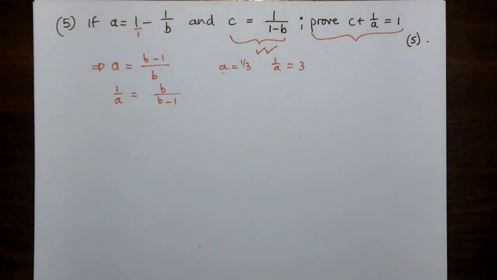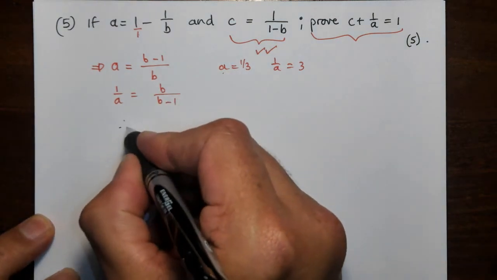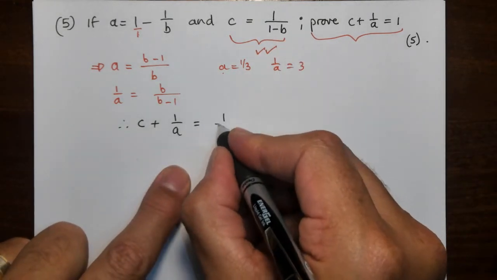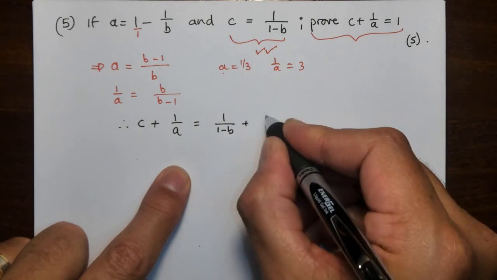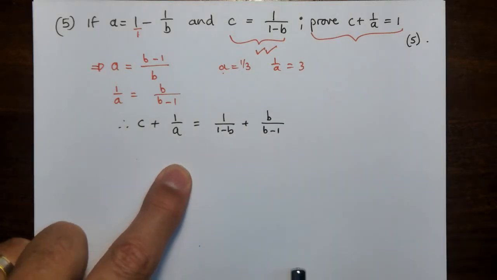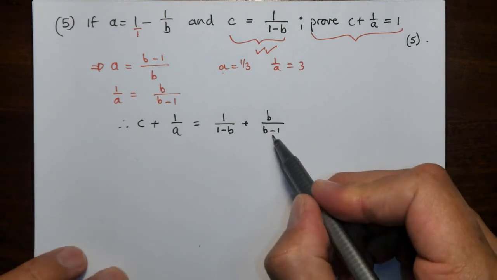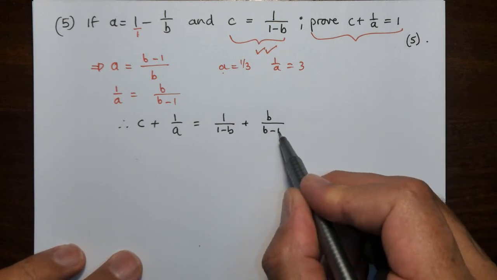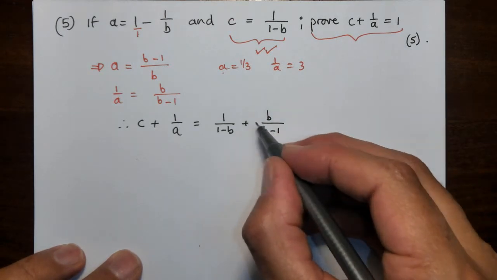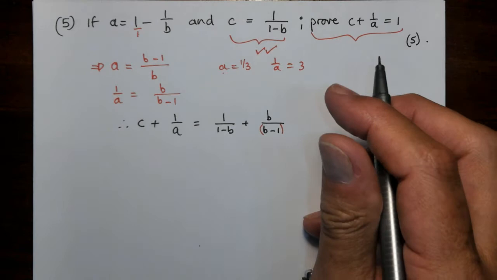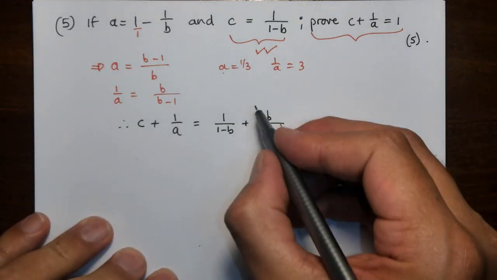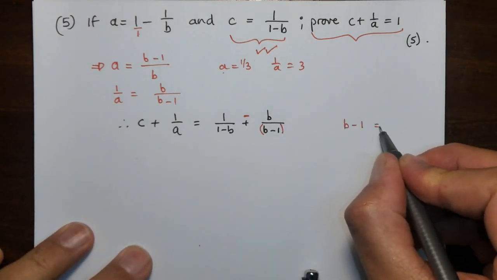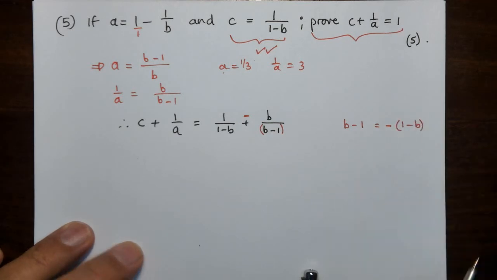So if I go back here now I'm ready to add. Now I can say c plus 1 over a equals c, which is 1 over 1 minus b, plus b over b minus 1. And the same thing that happened in the very first question we looked at, where you had to simplify. This needs to be 1 minus b. So I need to change the sign. This is one term. To change the sign, this becomes a negative, and that's written the other way around. Remember, what is b minus 1? It's the same as minus 1 minus b.